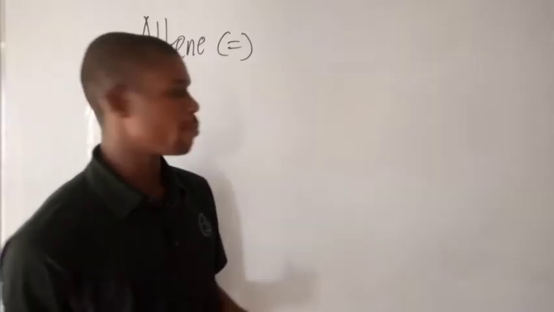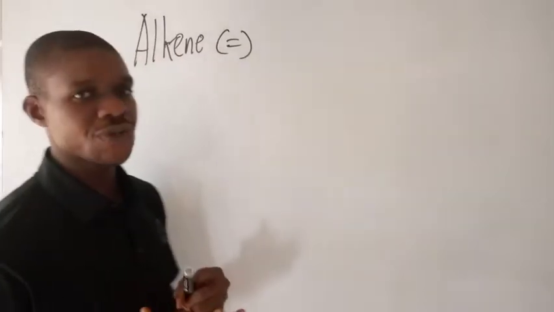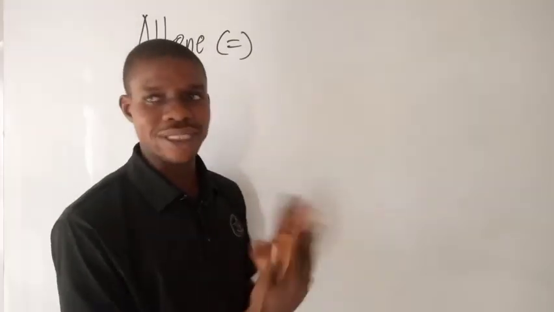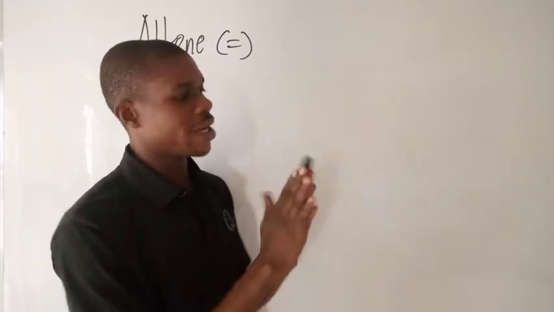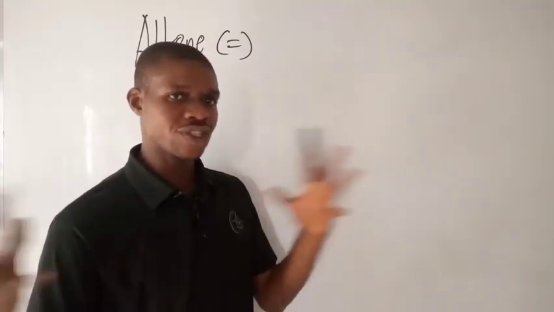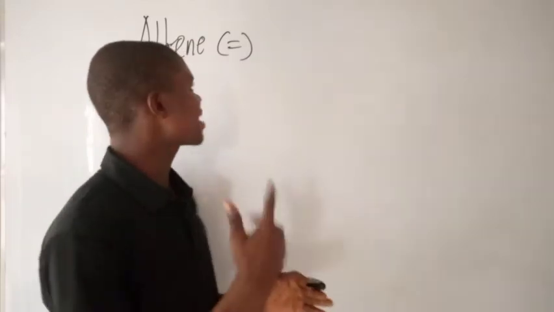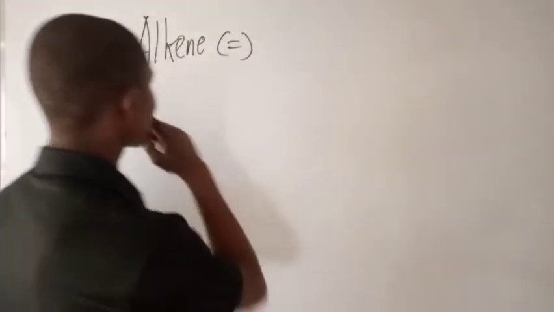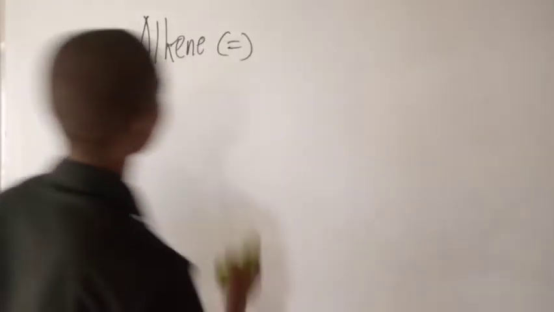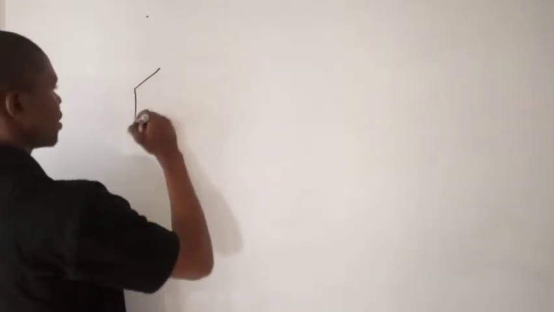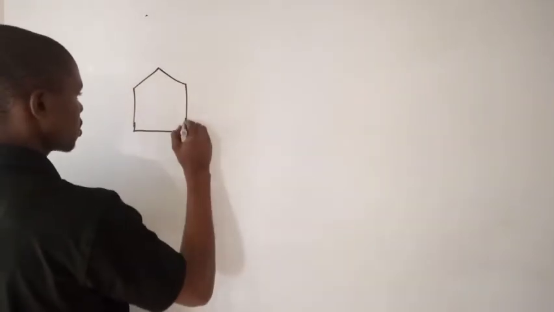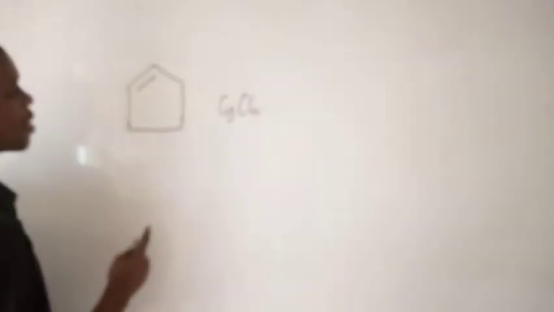Let's move over to cyclo compounds. The difference between alkene and cycloalkane is that an alkene is an open chain, while a cycloalkane is a closed chain. So now let's talk about cycloalkane. Here we have this one. Because it is in a ring, it is cyclo. How many carbons do you have here?